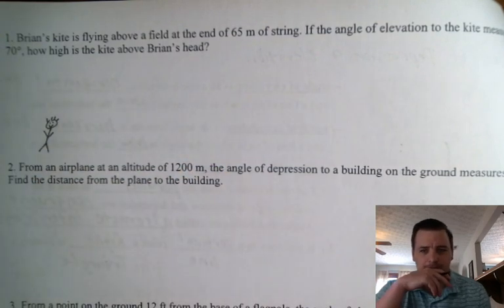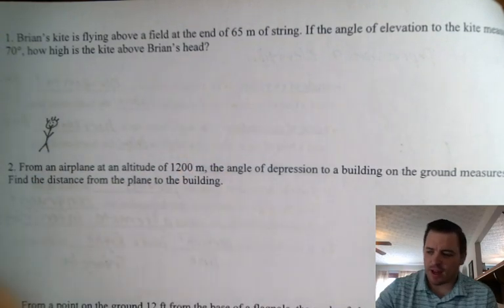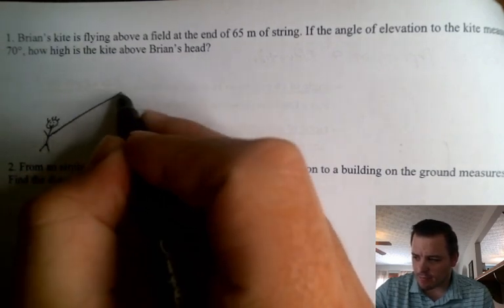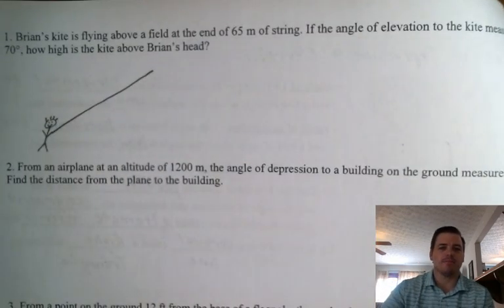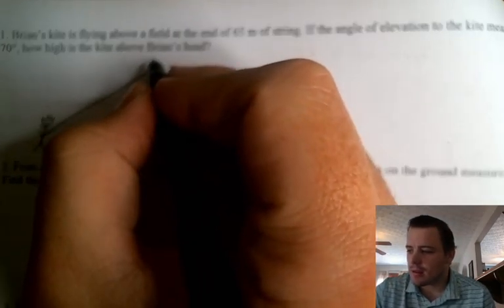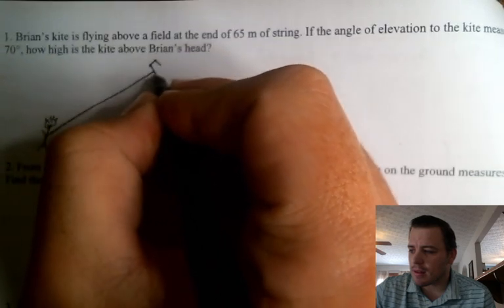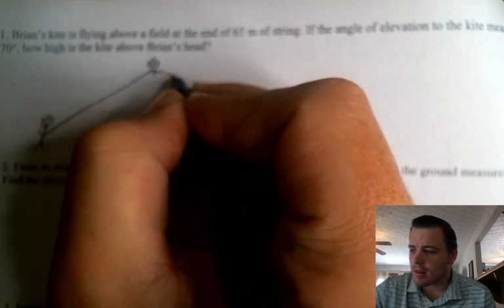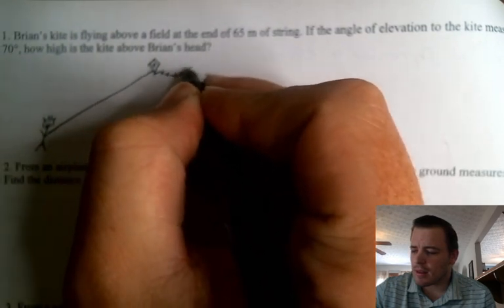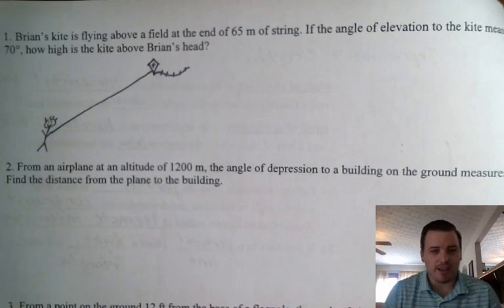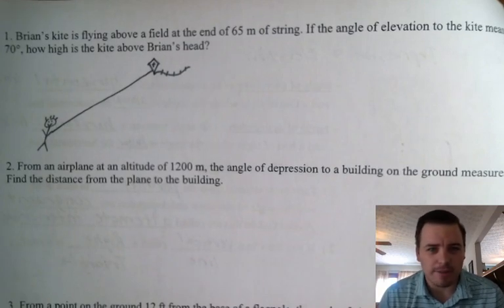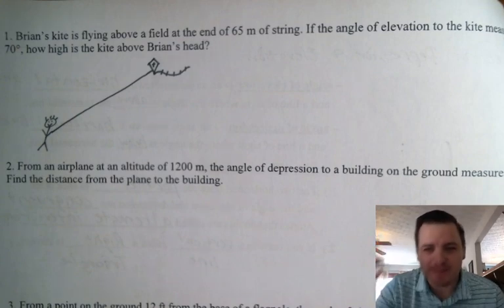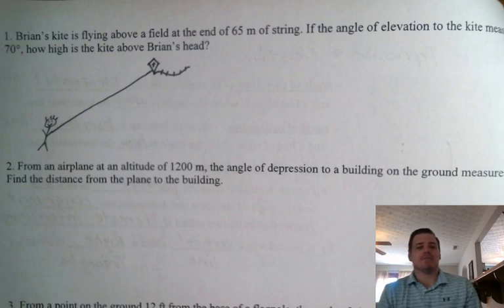We got Brian right here, and Brian is flying a kite. Okay, flying this kite up in the air. Nice, beautiful kite with a cross on it. Jam with the lamb. So there we go.